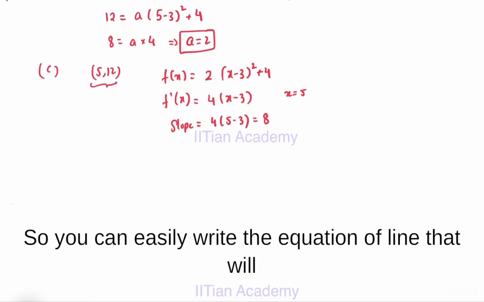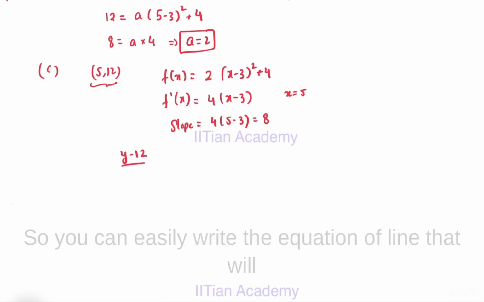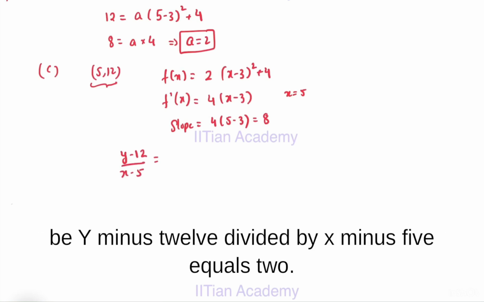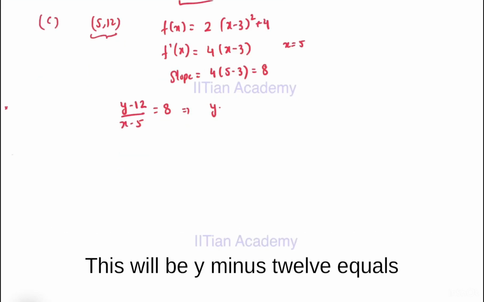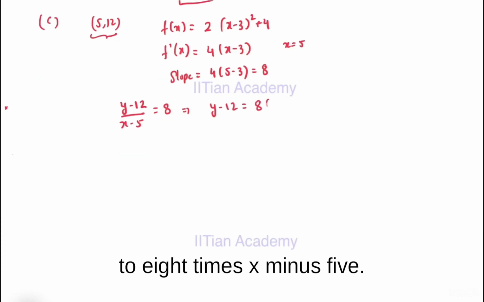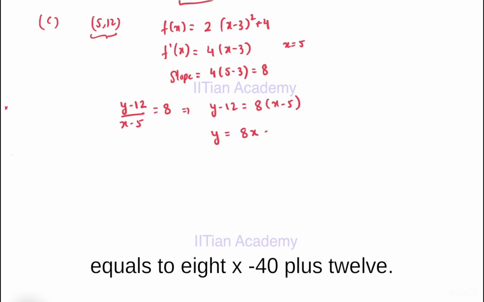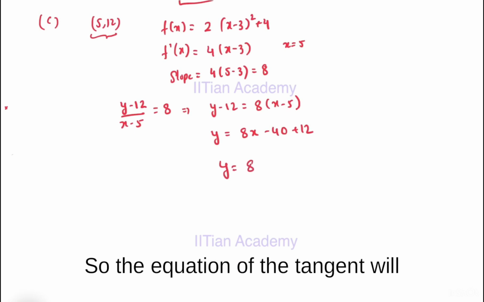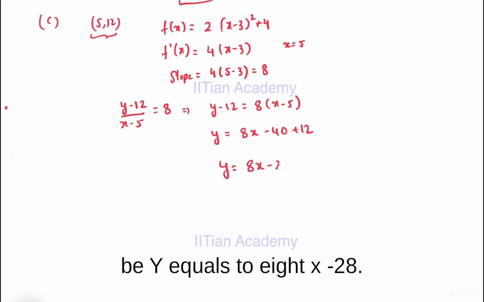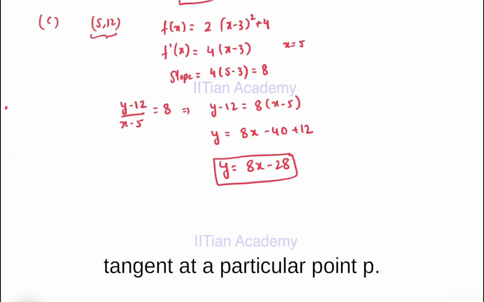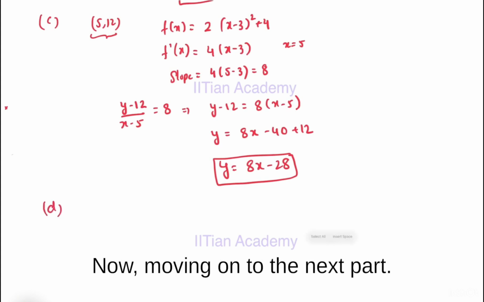So you can easily write the equation of the line. That will be (y minus 12) divided by (x minus 5) equals 8, so y minus 12 equals 8 times (x minus 5). So you can simplify this: y equals 8x minus 40 plus 12. So the equation of the tangent will be y equals 8x minus 28. So this is the equation of the tangent at a particular point P. Now moving on to the next part.